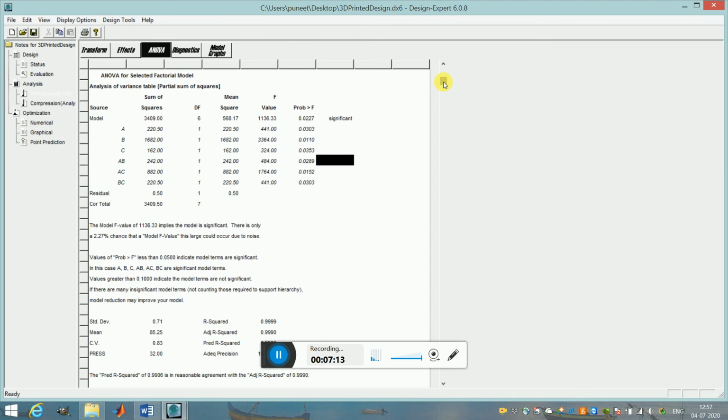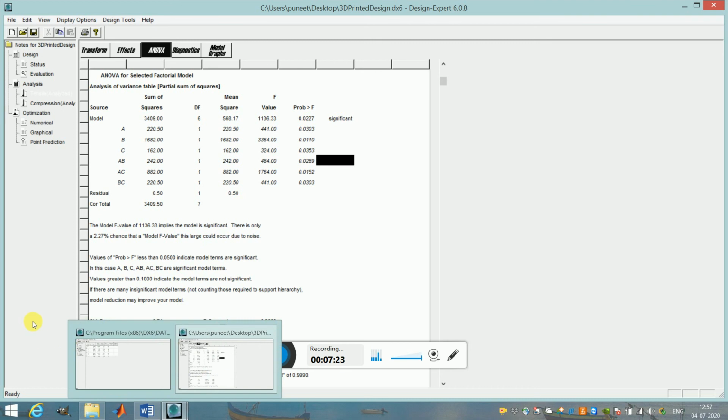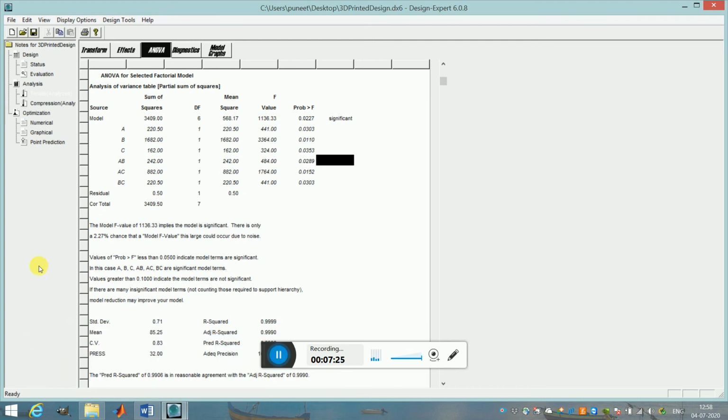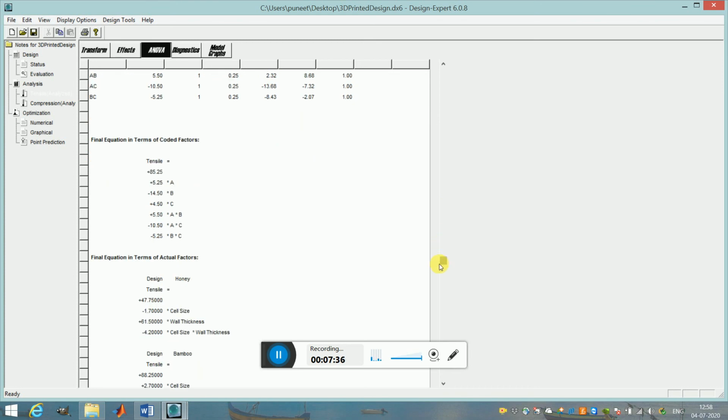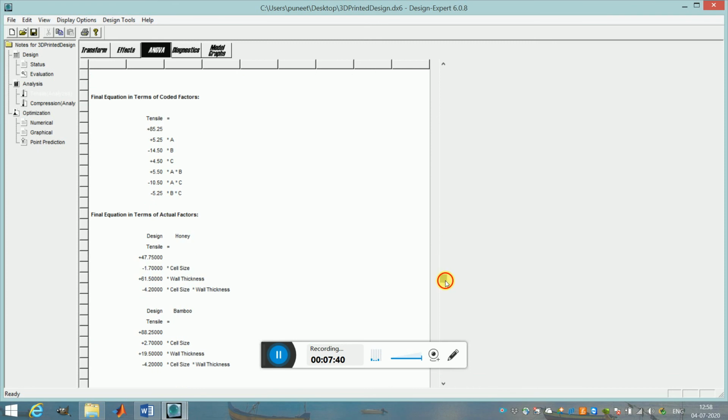Otherwise, if you do proper experimentation, do proper measurements, you will get the right results here. So from here I will get what are the factors that are significant. Then I will move down further, and here I get the equations. These are the equations which I am getting here. So these equations are important for me.